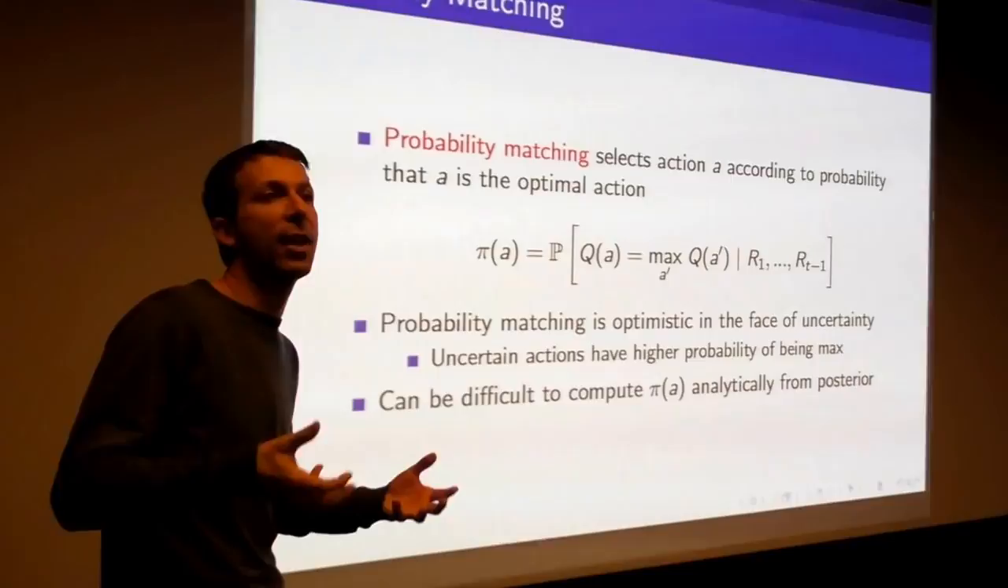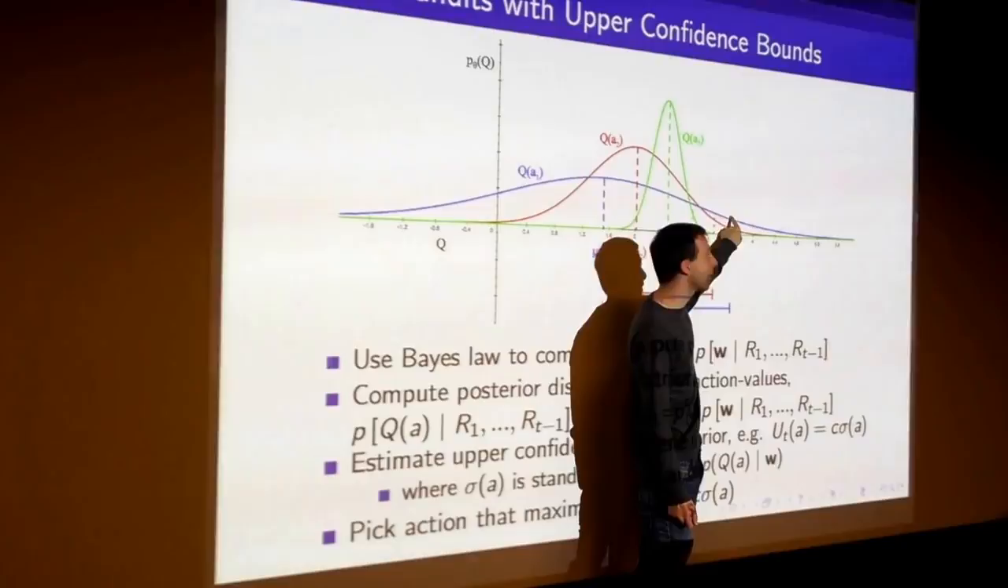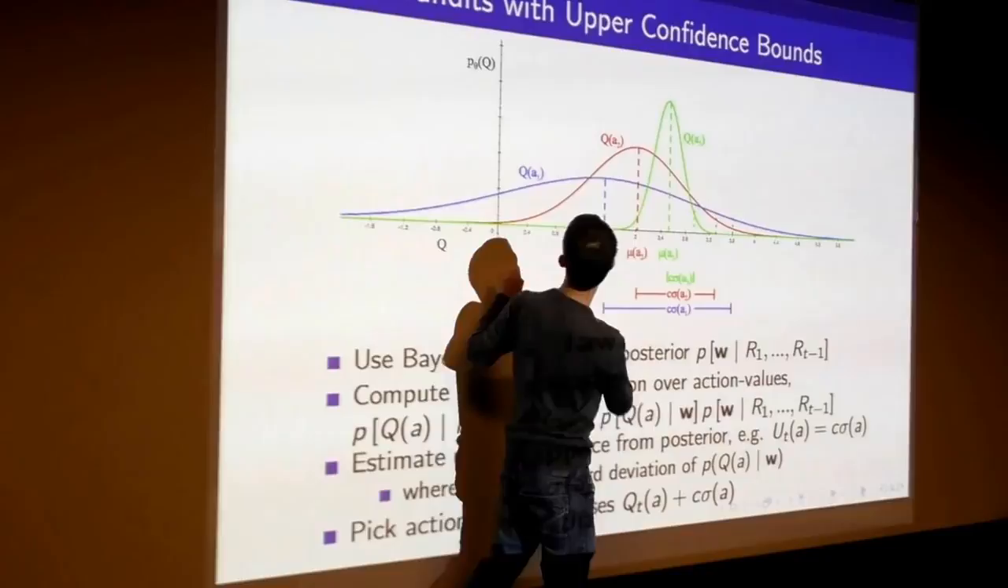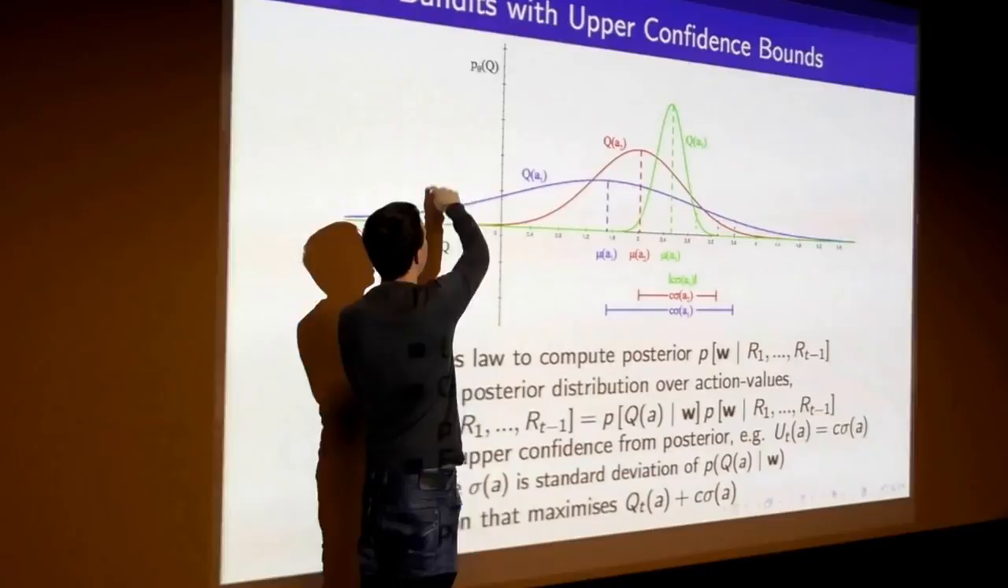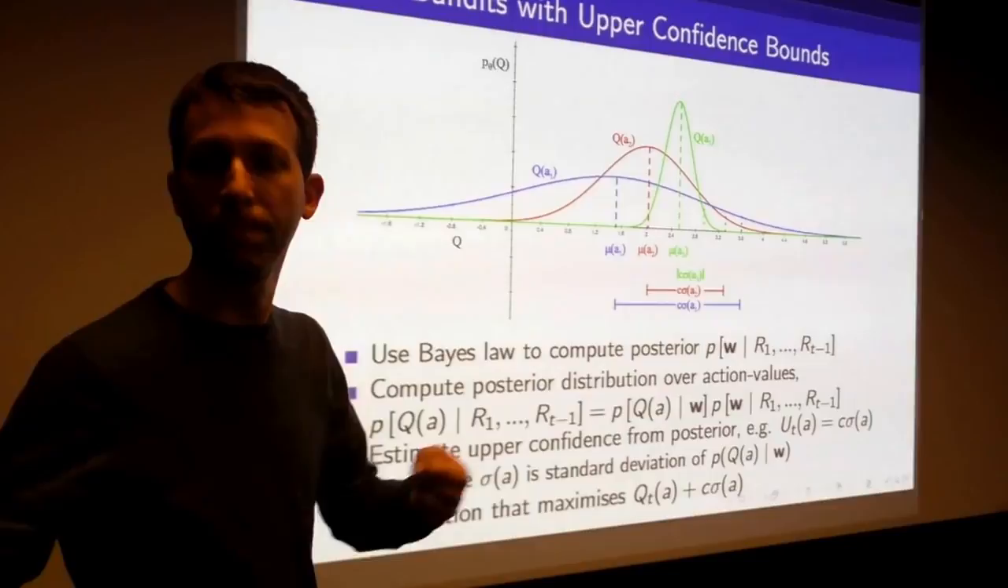In other words, if we look at these distributions again, what's the probability that blue is actually going to end up being the max? It's fairly high. There's a good chance that blue will actually end up being the max because it has this big tail there. Whereas if you had something over here with a tight distribution, there's a very small chance that this thing could end up being the max, and so we would never pick it. So we pick things in proportion to the probability that they could be the max, and that encourages us, again, to be optimistic in the face of uncertainty.